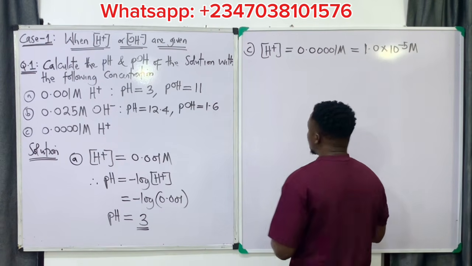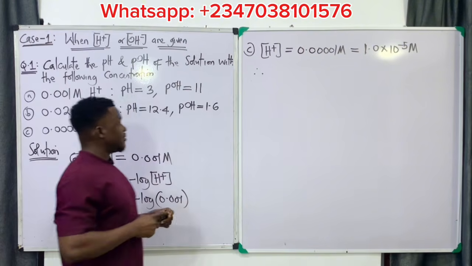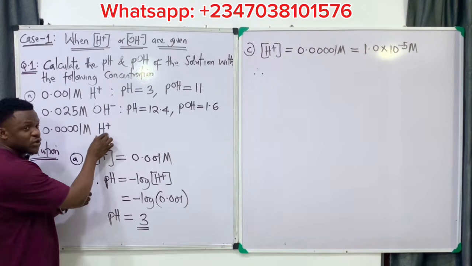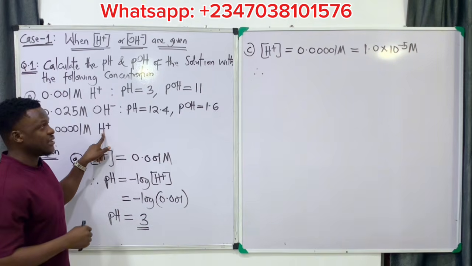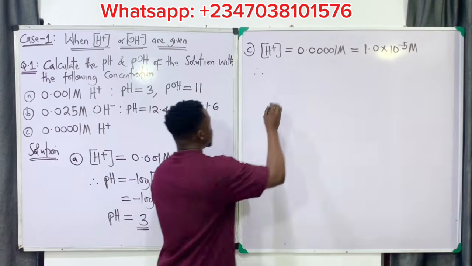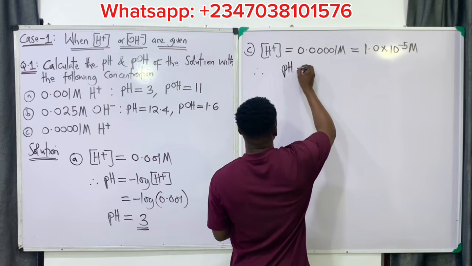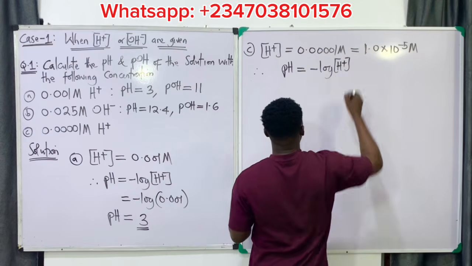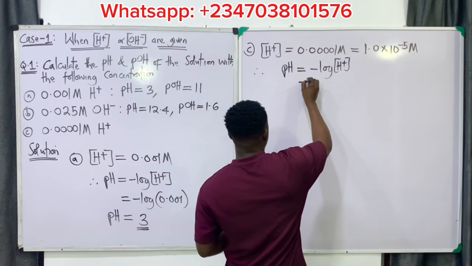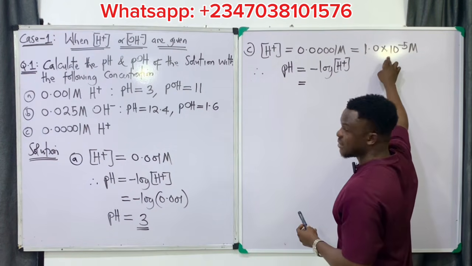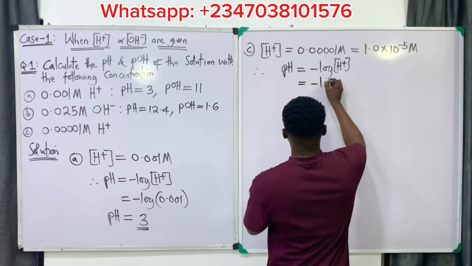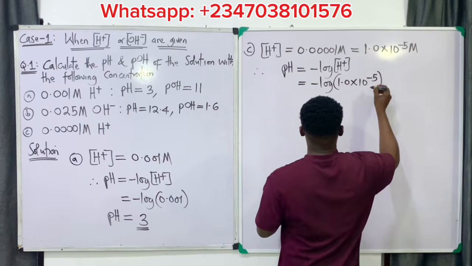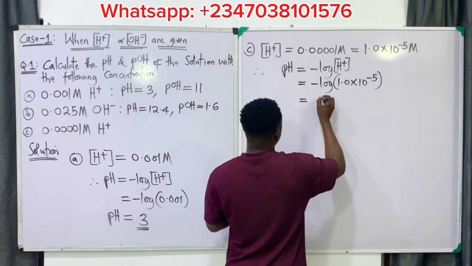All right, so remember I said whichever one you're going to solve first is dependent on what is given to you. So since H plus is given to us here, the first thing I'm going to solve will be pH. So I'll say pH is equal to negative logarithm of H plus. Anywhere I see H plus, I'm going to insert this value. This becomes negative log of 1.0 times 10 raised to the power of minus 5. And the answer to that is going to give me 5.